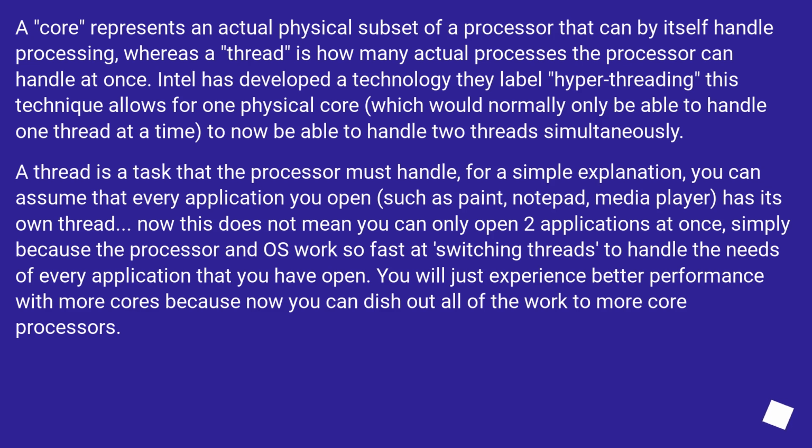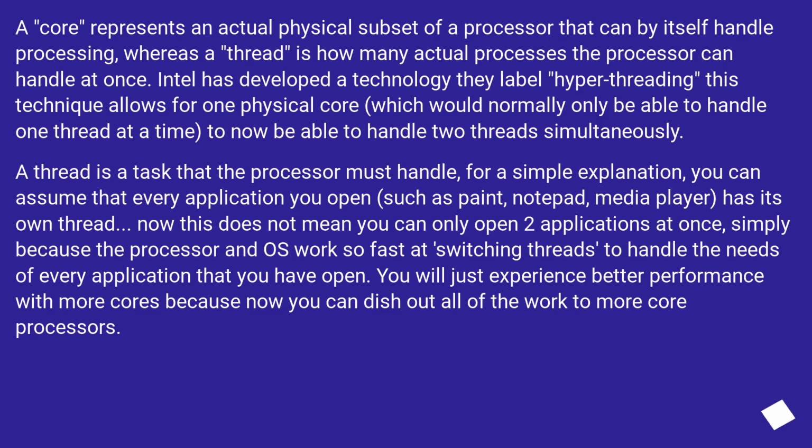A core represents an actual physical subset of a processor that can by itself handle processing, whereas a thread is how many actual processes the processor can handle at once. Intel has developed the technology they label hyperthreading. This technique allows for one physical core, which would normally only be able to handle one thread at a time, to now be able to handle 2 threads simultaneously.